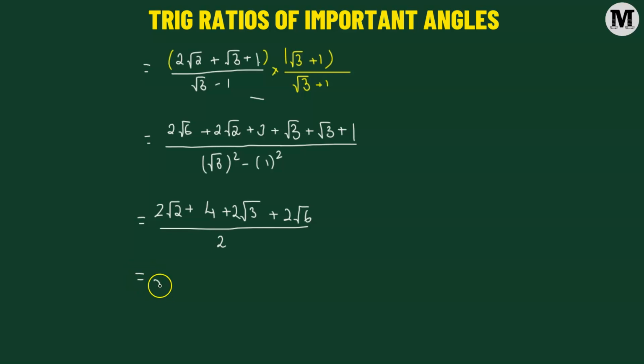Further simplification is going to give us square root of 2 plus 2 plus square root of 3 plus square root of 6. Now, since all other terms are written in terms of square roots, this 2 can also be expressed in terms of a square root. All we have to do is rewrite it. So we have square root of 2 plus square root of 3 plus square root of 6, and we will rewrite this 2 as square root of 4. So this is going to be the value of cotangent of 7.5 degrees: square root of 2 plus square root of 3 plus square root of 4 plus square root of 6.